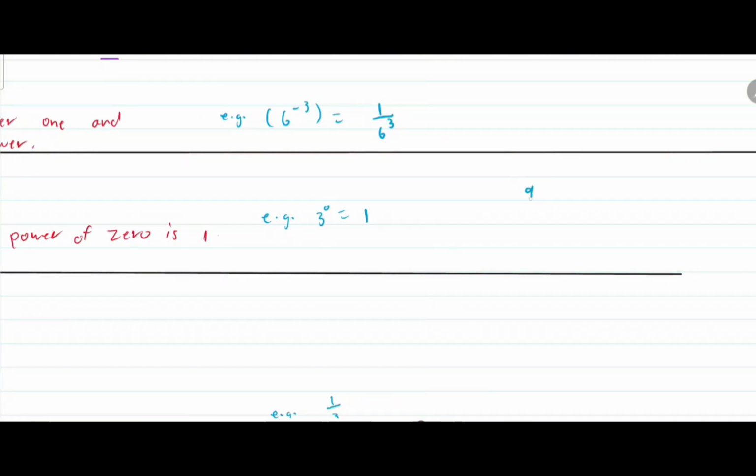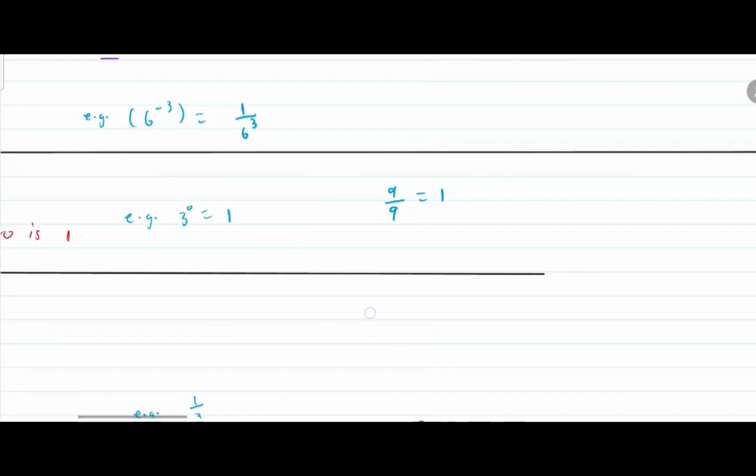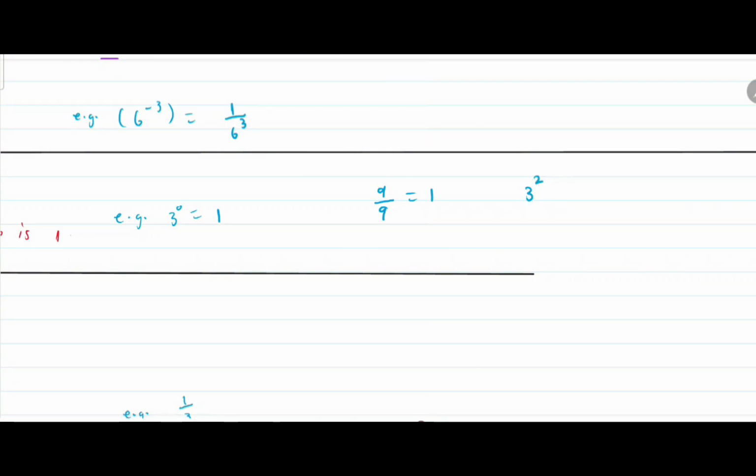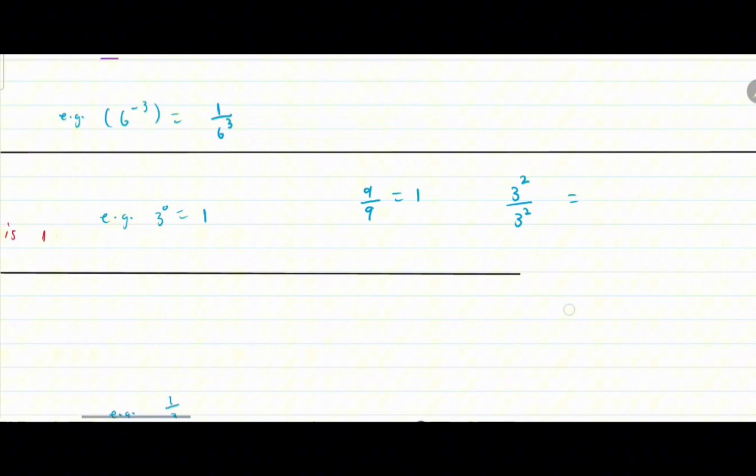Well, you agree that 9 over 9 is equal to 1. But how else can I express 9? I can express 9 as 3 squared. So 9 over 9 is the same as 3 squared over 3 squared. And what do I do when I'm dividing exponential terms with the same base? I subtract the powers, right?